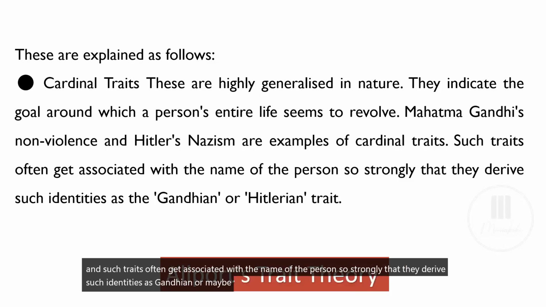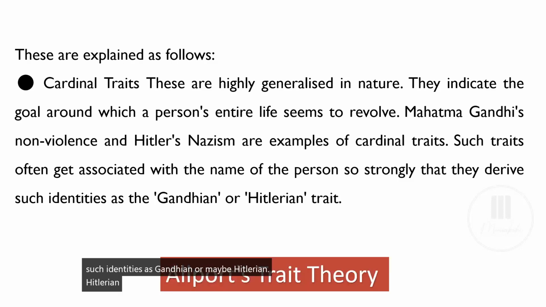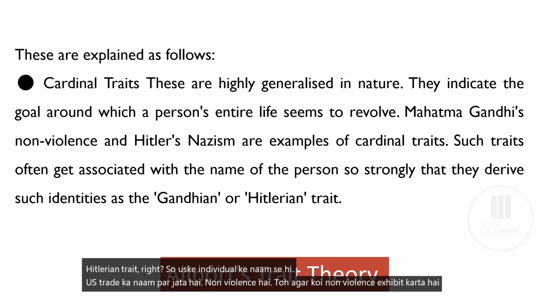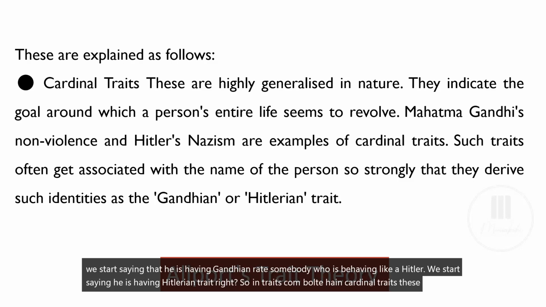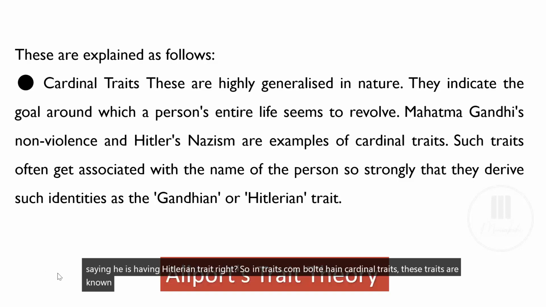Hitlerian trait, right? So the name of the trait comes from the individual's name itself. Non-violence: if somebody exhibits non-violence, then we start saying that he is having a Gandhian trait. Somebody who is behaving like a Hitler, we start saying he is having a Hitlerian trait, right? So these traits are known as cardinal traits.